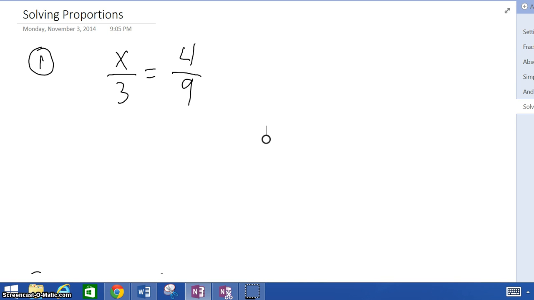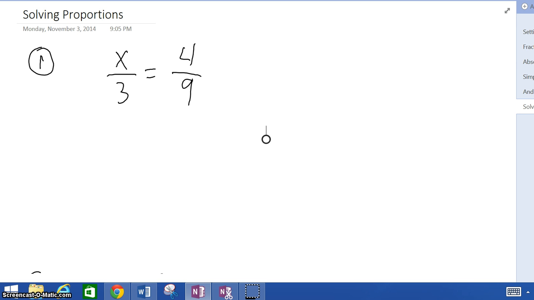This video is all about solving proportions. So remember that a proportion is when one fraction equals another fraction. In order to do this, there's a few different options for us. One, we can do this thing called cross multiplying.